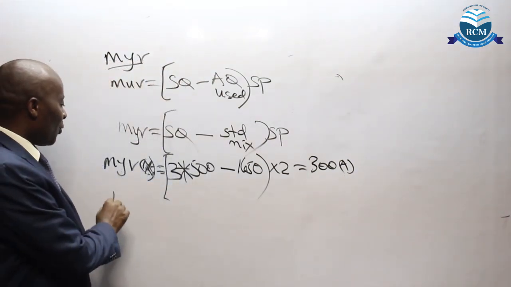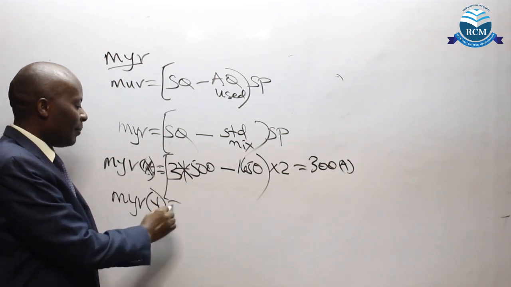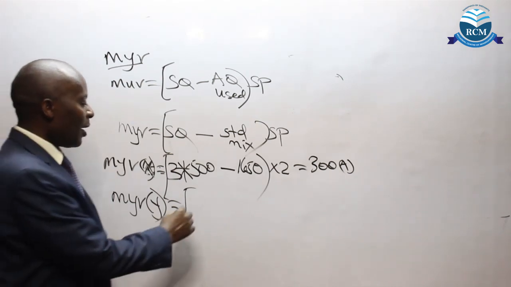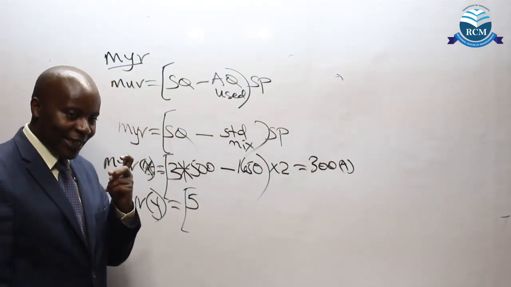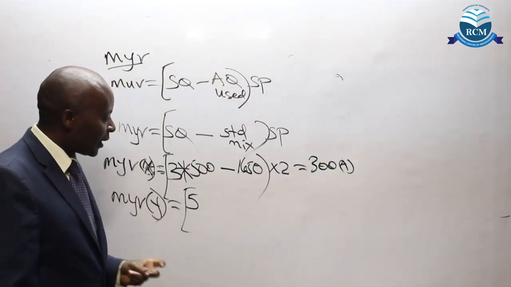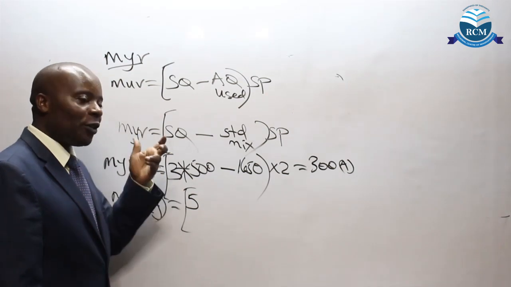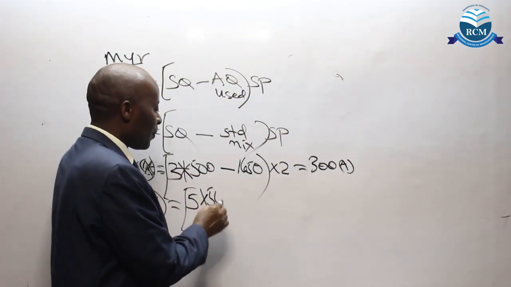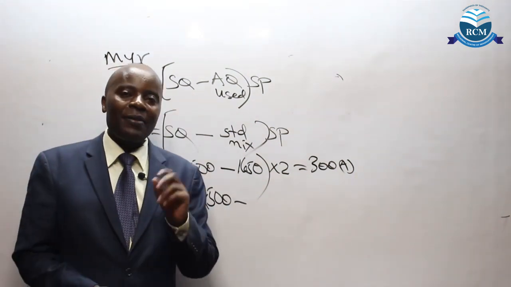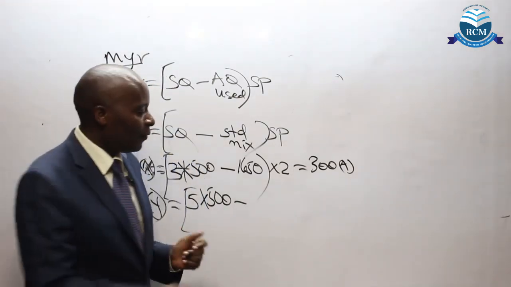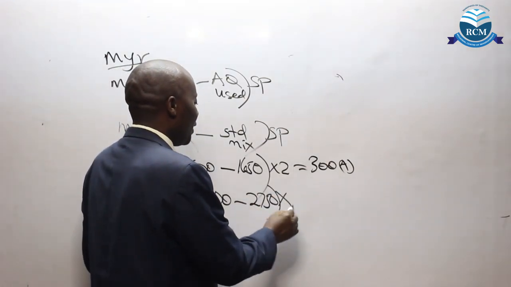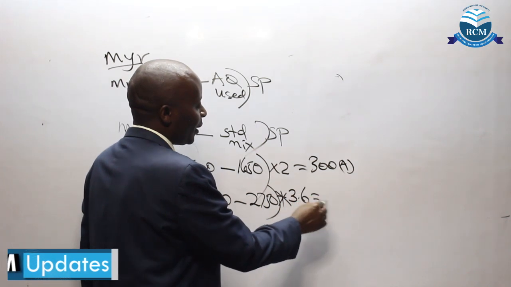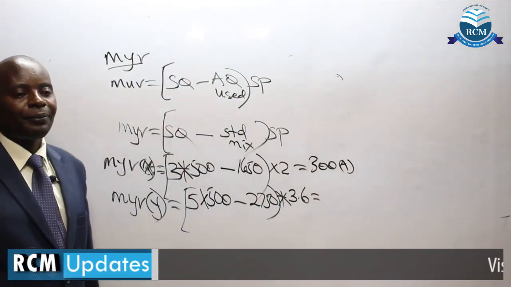So let us do the same for the material yield variance of Y. It will be equal to 5 times 500. 5 is the standard quantity per unit, but my students have mastered that capital SQ is standard quantity for the actual production. So 5 times 500 minus the standard mix of Y from the standard mix table, 2750. And outside we put the standard price per kilogram, which is 3.6. So at the end of the day, what figure are we getting here?